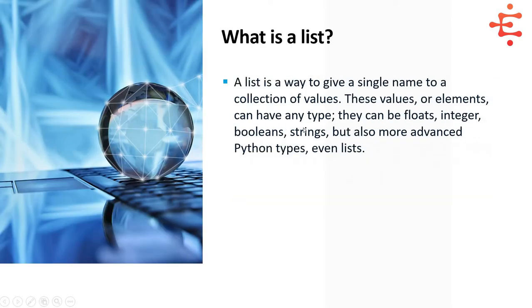All right. What is a list basically? A list is a way to give a single name to a collection of values. We have a collection of values and we want to give a single name to numerous values. Okay, and these values or elements can have any type. They can be floats, integers, booleans, strings, but also more advanced Python types, even lists. Lists can also include lists, or we can say sublists.